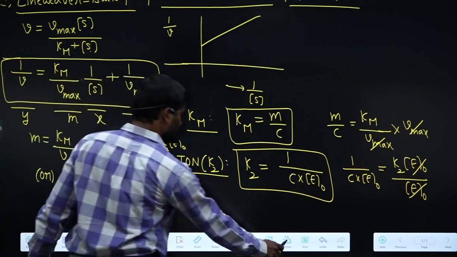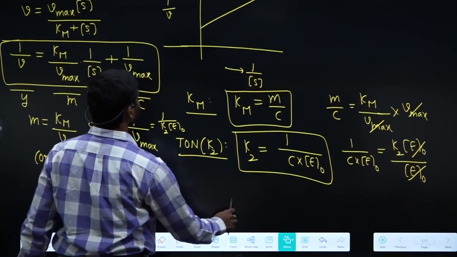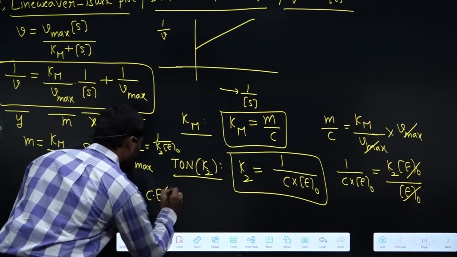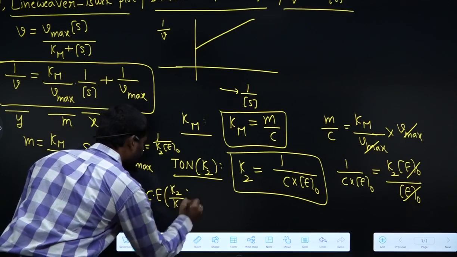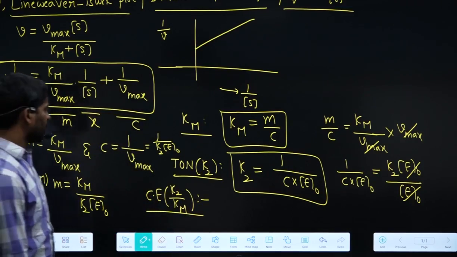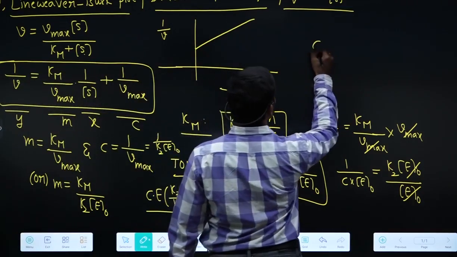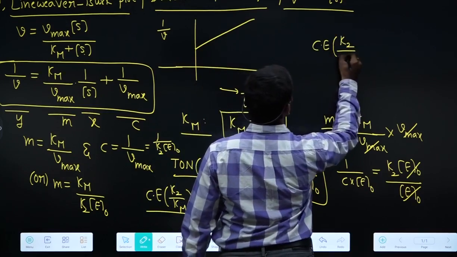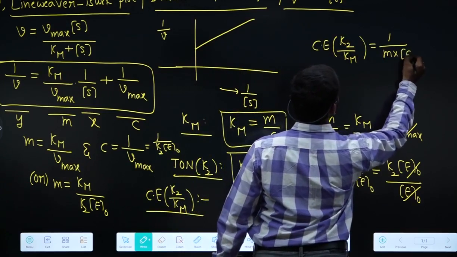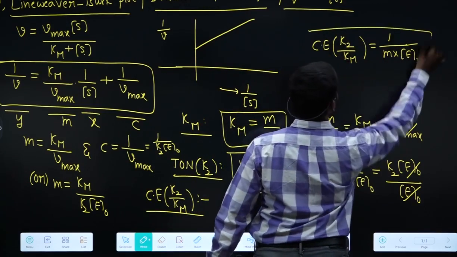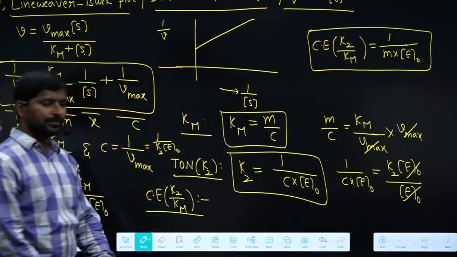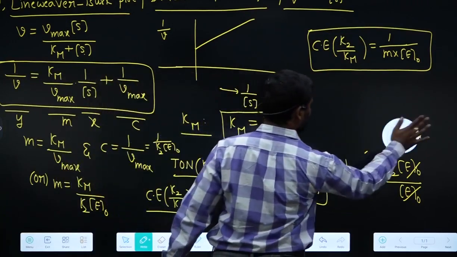These simple questions they are giving for 4 marks. Next one, catalytic efficiency. What is catalytic efficiency? K2 by Km. Catalytic efficiency can be obtained by taking 1 by slope into E naught.